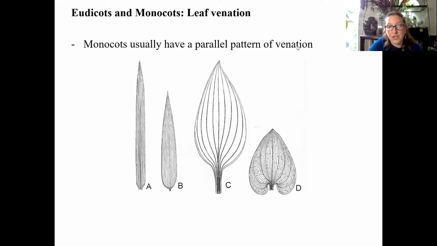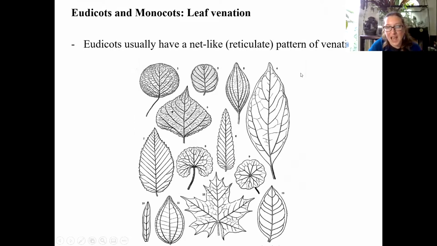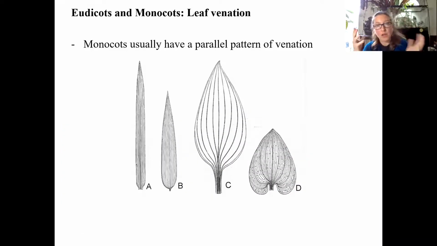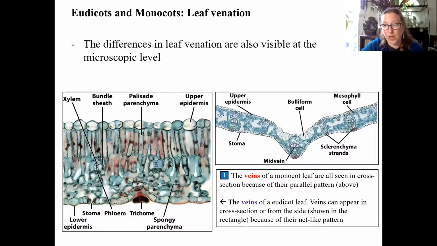Monocots have parallel venation. Dicots have this net-like venation. Okay. You can actually see this with your eyes. If you're walking around and you pick up a leaf, you can look at the leaf and say, oh, this leaf has parallel veins. This leaf must be from a monocot, right? You can see this with your eye, but you could also see this under the microscope slide. You might see this microscope slide in lab, just so you know. Yeah, so you can see these differences under the microscope slide as well.